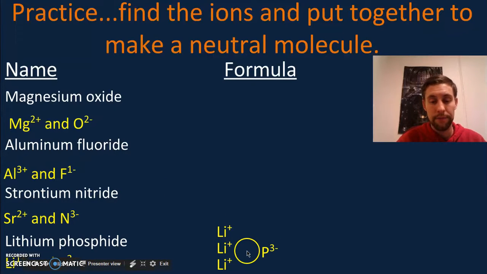Now that they're even, they'll add together to get a charge of 0, and our final formula of Li3, whoop, that's a typo, should be Li3P. So ignore the fact there's an N here. It should be Li3P as our final formula. Typo on my part. Okay, so that's going from name to formula.